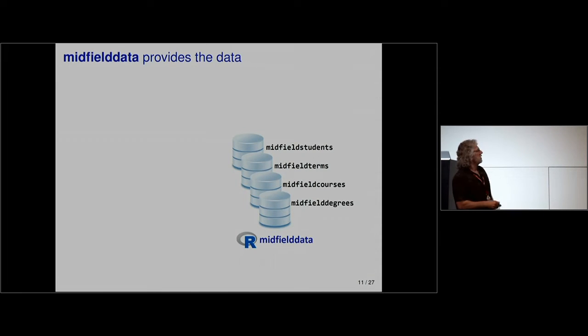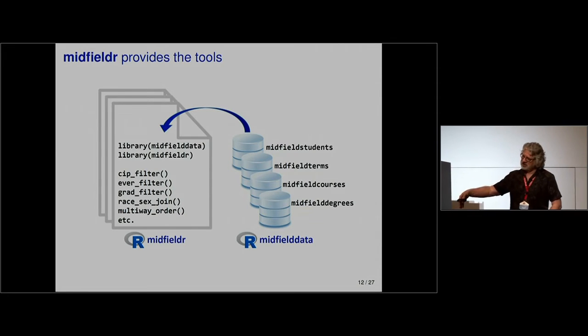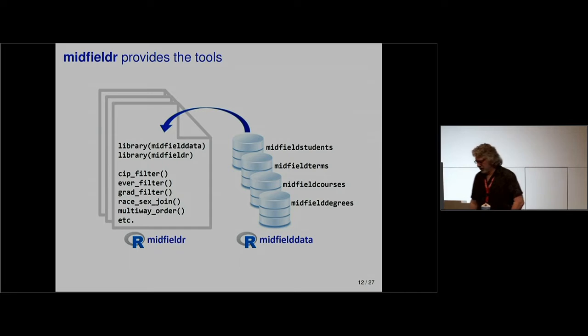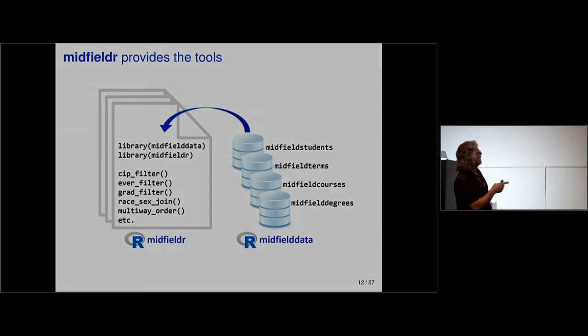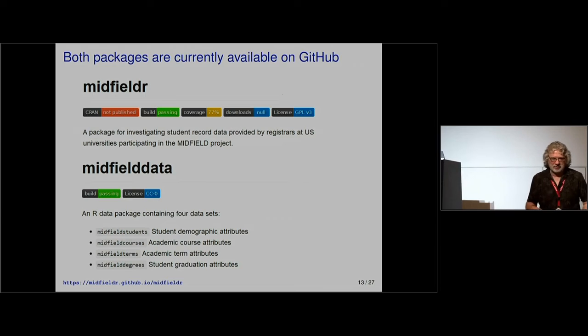The other package is Midfield R. Midfield R is where the functions live that will access the data and allow you to compute student persistence metrics. And I'll give an example in a little bit. So there's the data and there's the tools. Both packages are on GitHub, and you can see their status bars.